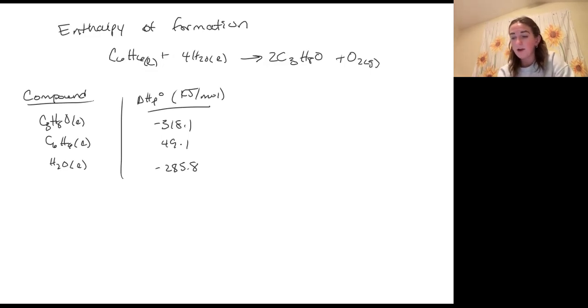So for this, it's more of a plug and chug type of question, and you need to realize that you're doing an enthalpy of formation question and need to use that chart over anything else. So you also want to know that your delta H reaction is going to be the sum of your products minus the sum of your reactants.